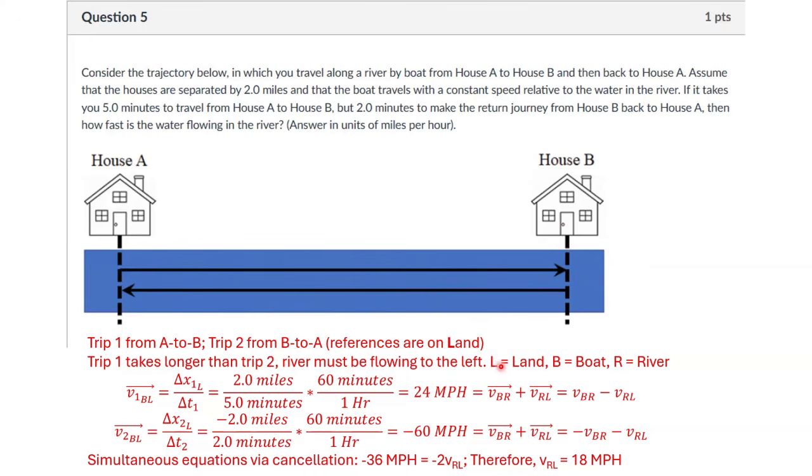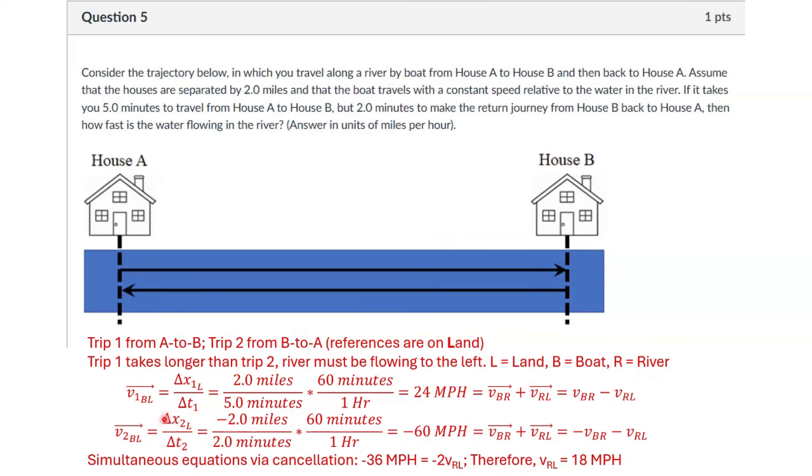Notation: I'm going to use L in my subscripts to denote references on land. That's where the houses are. That's where our 2 miles is measured. B is a reference of the boat, and R is a reference of the river.